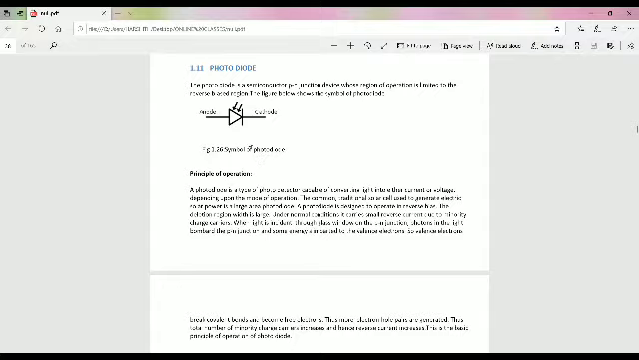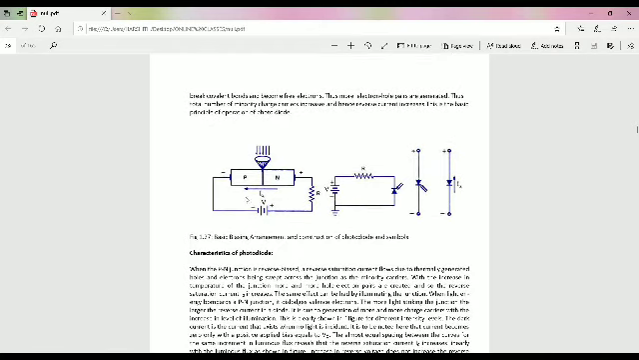The photodiode is connected in reverse biased condition. The P region is connected to the negative terminal and the N region is connected to the positive terminal of the battery. So this is the reverse biased condition, and automatically the depletion layer width is large. Under normal conditions, it carries a small reverse current due to minority charge carriers.